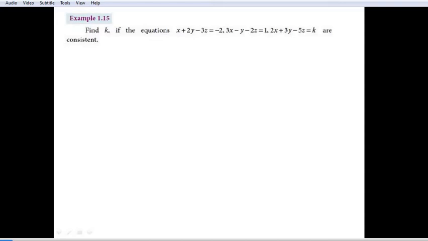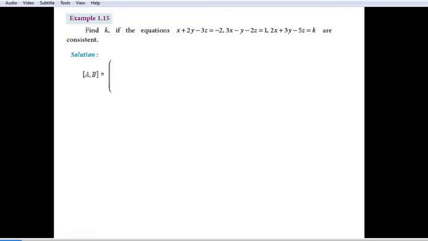Given that the system is consistent, when a system of equations is consistent, the rank of the augmented matrix and the rank of A are both equal, that means 3 or 2 or 1, they are equal. So we write the augmented matrix of the given equations. What do you get?